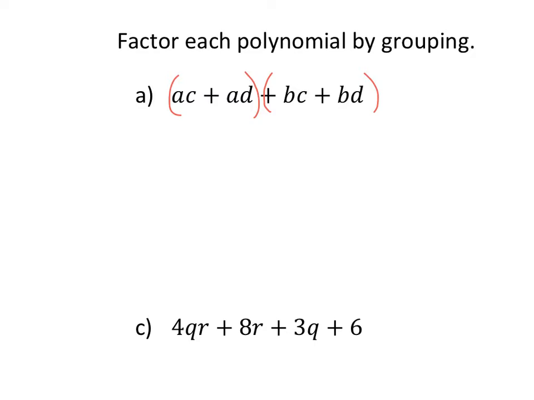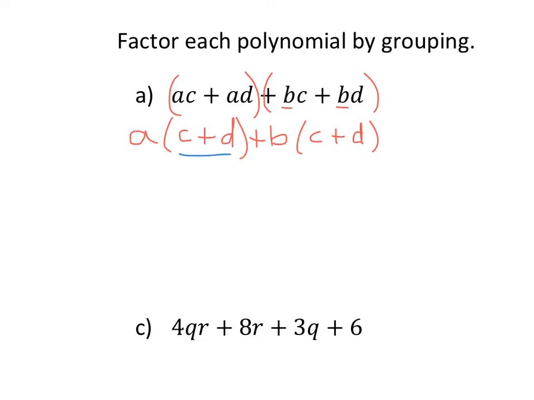So look at each group separately. In the first grouping, AC plus AD, they both have an A in common. So I'm going to factor by GCF and pull that A out. When I pull it out, I'm left with C plus D. In the second grouping, I have a B in both of them in common. So I'm going to bring out a B. It is a positive B, so I need to put plus B. If it were negative, you'd put minus. And then what's left on the inside of those parentheses is C plus D.